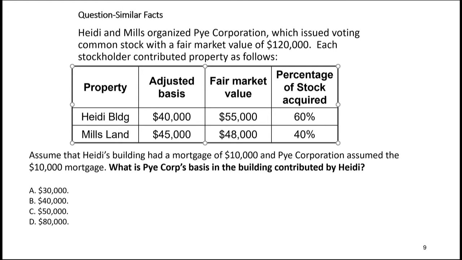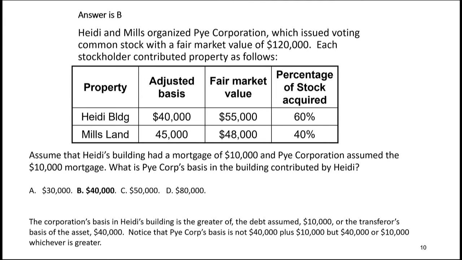So Heidi just contributed this building in exchange for stock. What's the corporation's basis now that they own the building? And that's a good question because there's a lot of possible choices here. Is it Heidi's rollover basis of $40,000? Or is it Heidi's basis in the stock, $30,000, after that $10,000 decrease in basis? Or is it the fair market value of $55,000? Or is it something else, something related to the mortgage? Well, the answer is $40,000, and there's a very important rule.